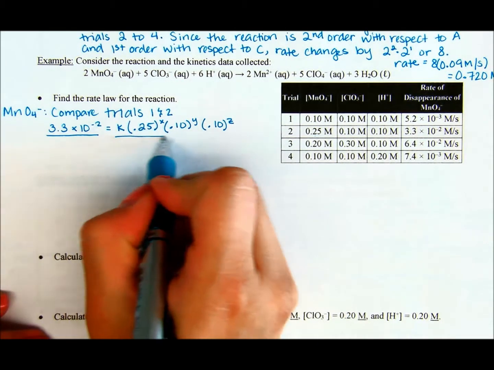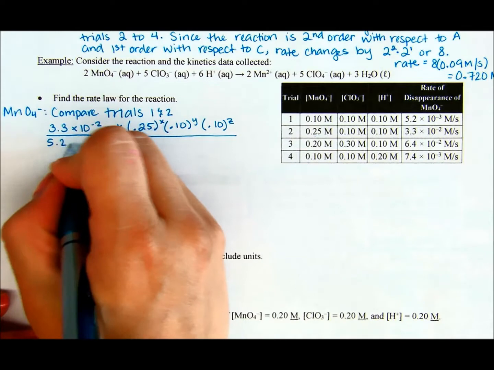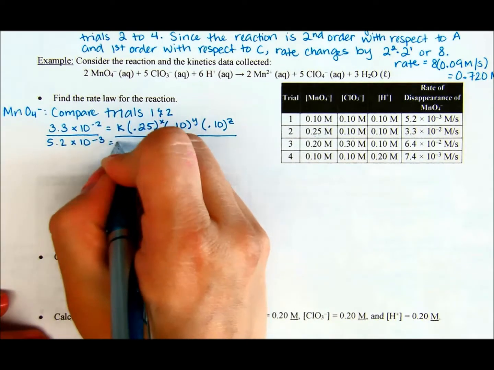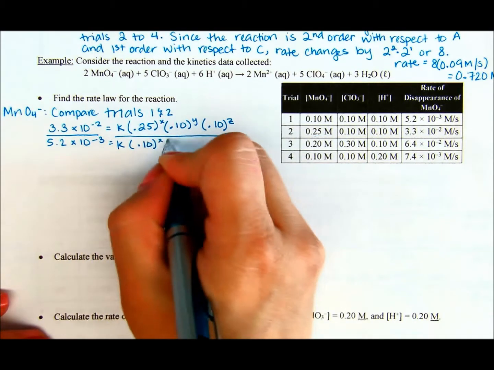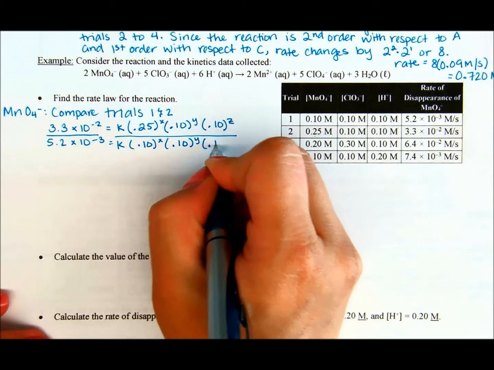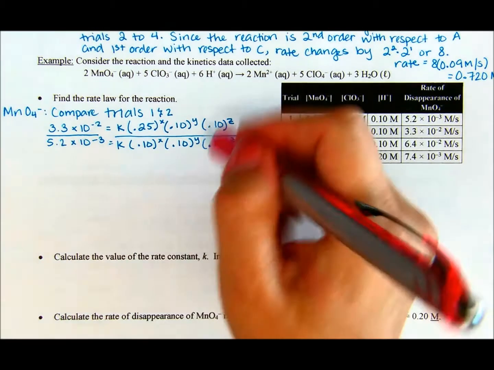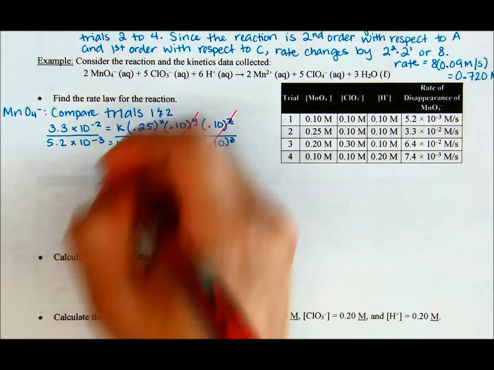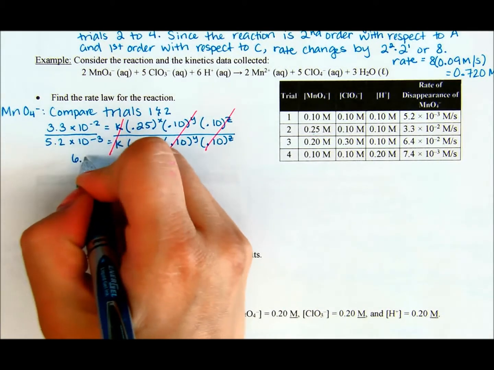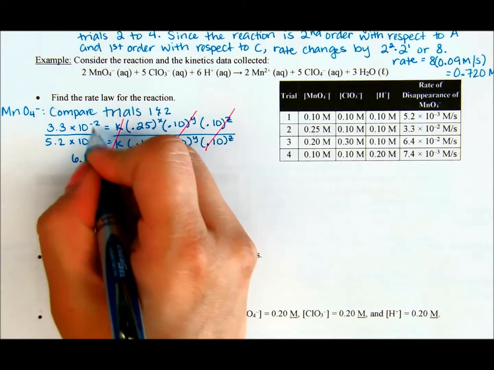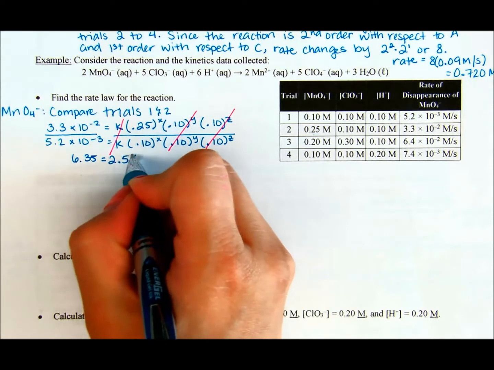I'm going to divide all that by trial 1. So I'm going to take the numbers from trial 1. I'm just going to divide. So 5.2 times 10 to the negative 3 equals K times, and these are all 0.1, 0.1 to the X, 0.1 to the Y, times 0.1 to the Z. Alright here, so when you're dividing, anything that's the same on the top and bottom is going to cancel out. So now we don't have to deal with this, this, or that. And when we plug this into our calculator, we'll see that we get 6.35. When you divide these numbers by one another, 6.35 equals 2.5 to the X.